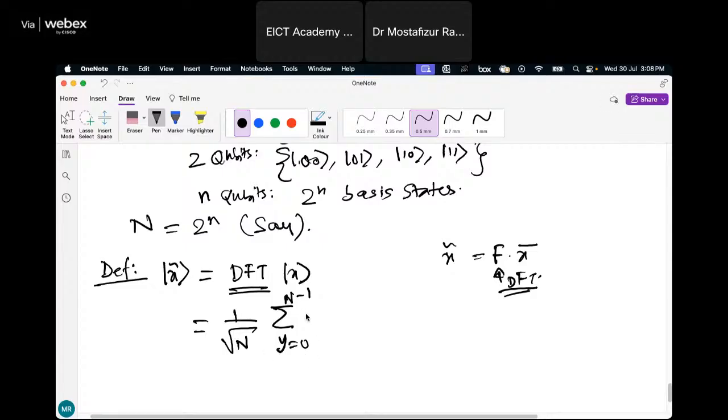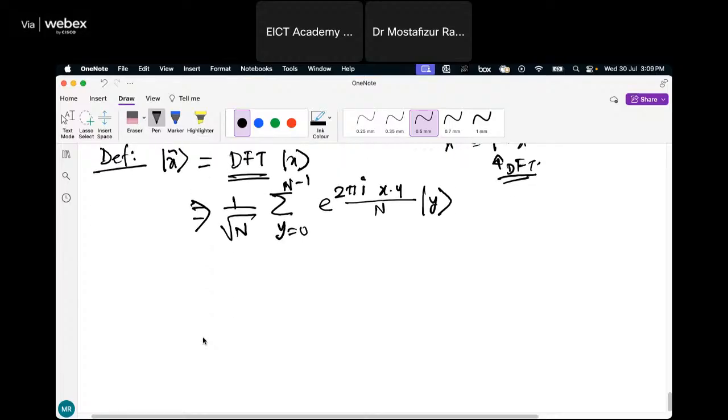So this is the sum over y equals 0 to N minus 1 of e to the power 2 pi i x y divided by capital N, times ket y. This is a definition, right? This is how the DFT matrix originates, the way of representing it, times ket x. So this is the DFT representation for the Fourier matrix.